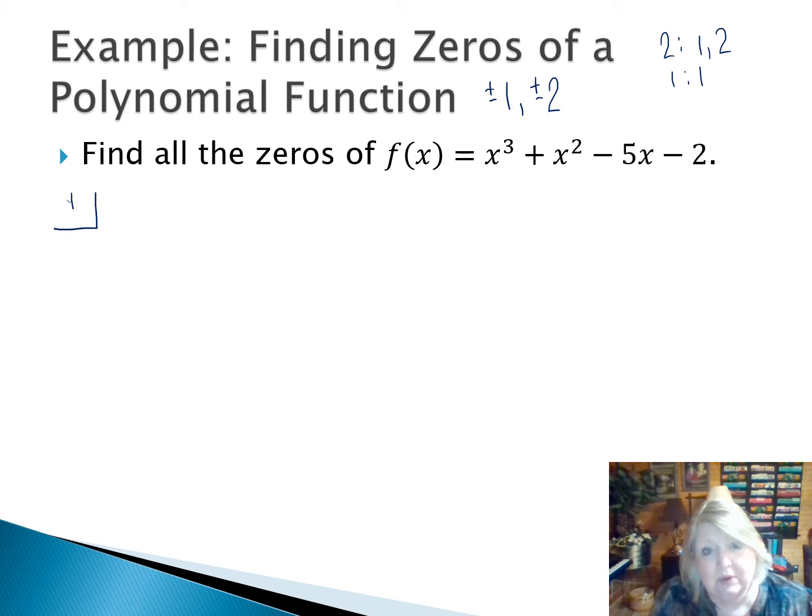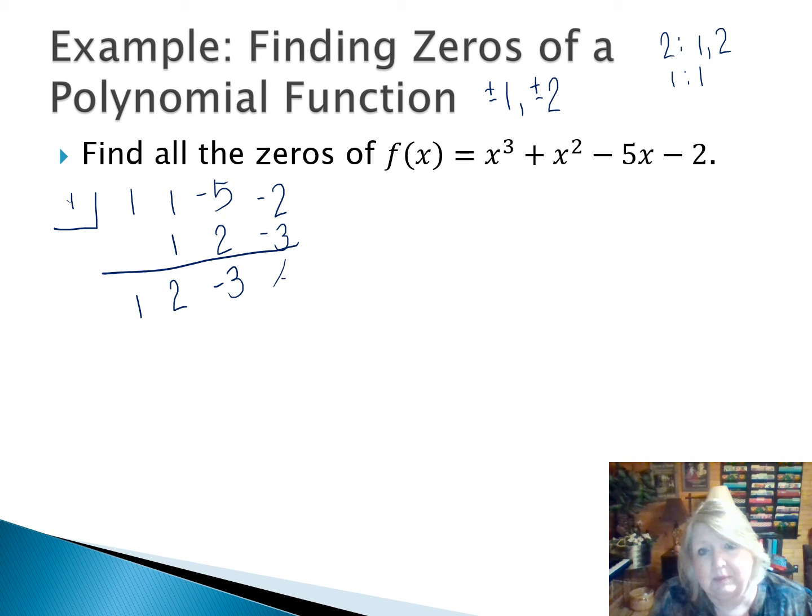So I'm going to start with the 1, just because it's a good place to start. It doesn't always work for me. As a matter of fact, frequently it doesn't. But 1 times 1 is 1. 1 plus 1 is 2. 1 times 2 is 2. Plus negative 5 is negative 3. It is not going to work this time because that does not give me a 0. And that's okay. I haven't wasted a whole lot of time because I did it synthetically. So I'm going to get out my eraser and erase all that.